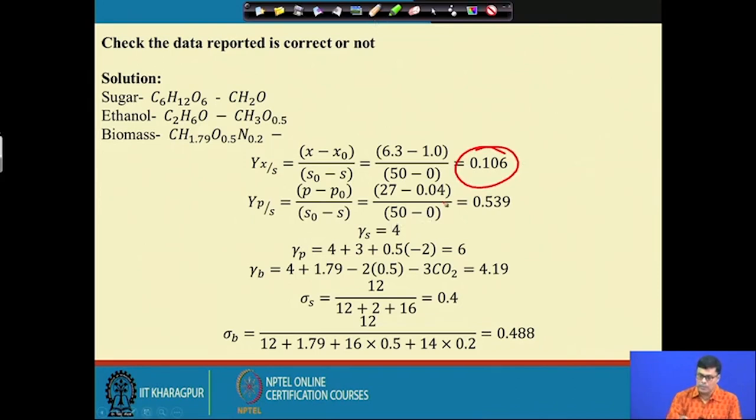One is the cell mass yield, 0.106 gram of cell per gram of substrate consumed. YP by S is 0.539 gram of ethanol per gram of substrate consumed. From the empirical formula, from the gram atom of carbon, we can easily calculate the gamma S value, the gamma P value, and the gamma B value. Similarly, sigma S, sigma B and sigma P we can easily calculate.